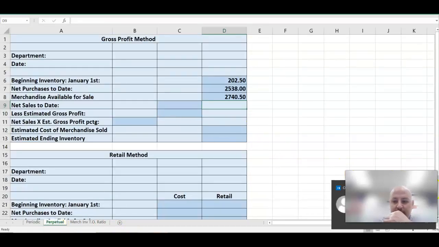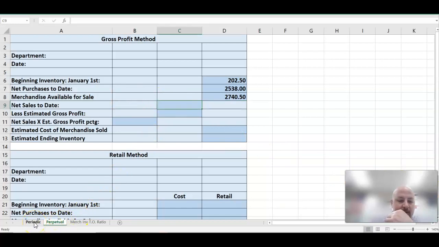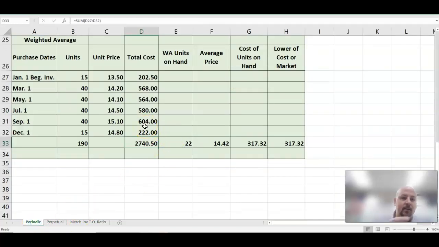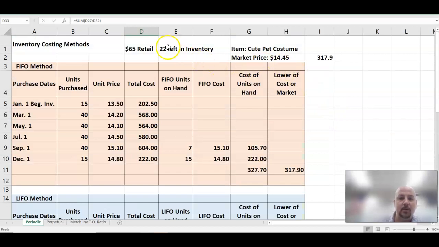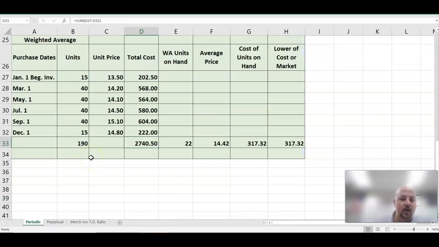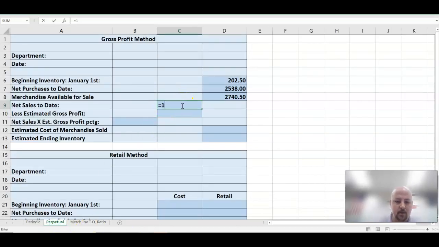All right, going back to the perpetual chart here. Net sales to date. Well, our net sales amount, we can find that by taking a look at our units here. We know we had in inventory 190 units over the course of the year, and we know we sold all but 22 of them. So 190 units minus 22 is the amount we sold. That amount would be 168. 168 units is what we sold at the retail price, which is 65 bucks, is our total there, 10,920 bucks.